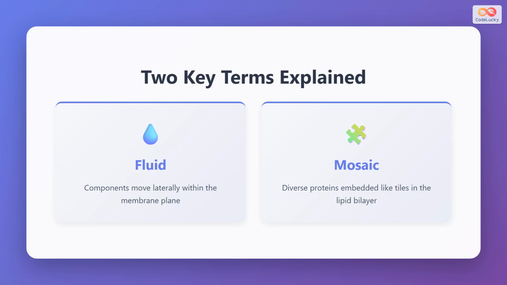The name Fluid Mosaic Model comes from two key characteristics. First, the term fluid refers to the fact that the components of the membrane can move laterally within the membrane plane. The lipids and proteins are not fixed in place, but can slide past each other, giving the membrane its flexible nature. Second, the term mosaic describes the diverse array of proteins embedded in the lipid bilayer. These proteins are arranged like tiles in a mosaic, creating a varied and complex pattern across the membrane surface.